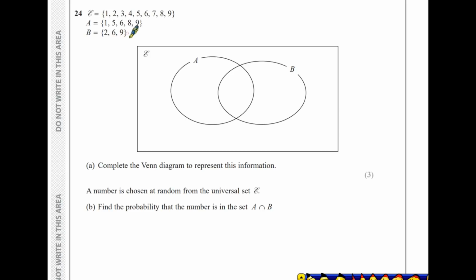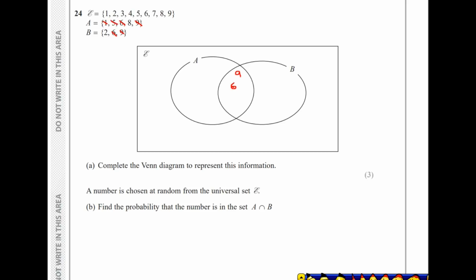And straight away we can see that the number 9 appears in both. So number 9 is going to go in the center here where the two circles intersect. Number 6 is also in both, so again that's going to go into the center, and that is all. We can then put the other numbers in here.